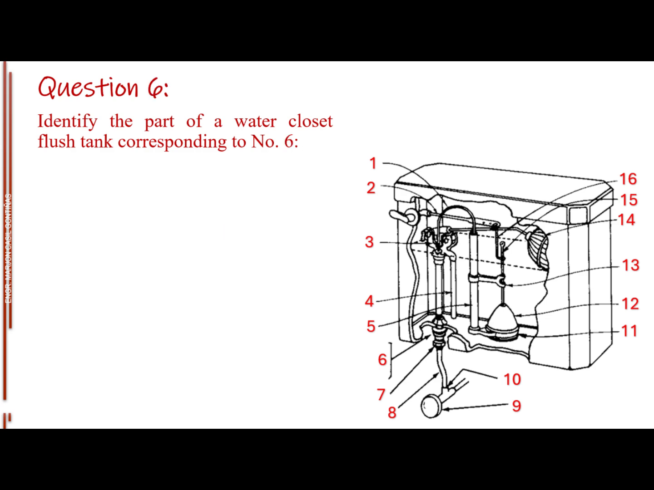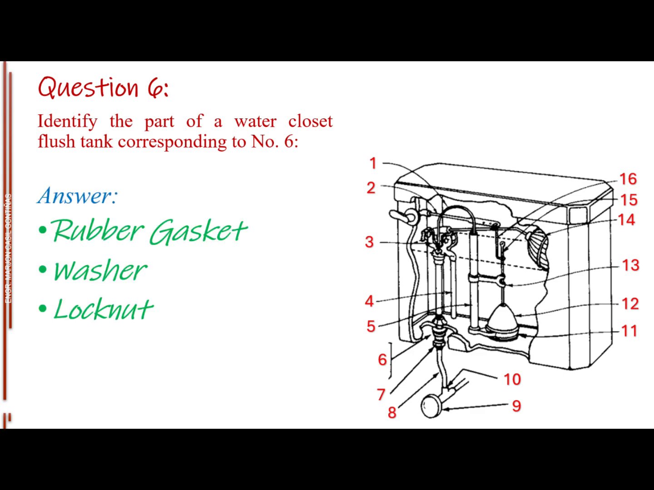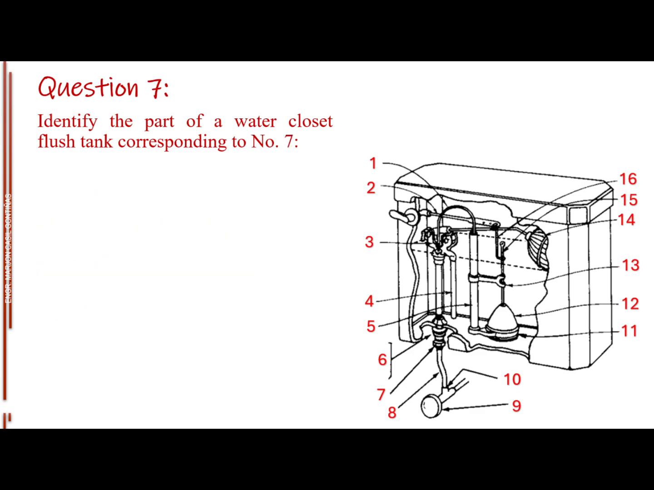Question number 6. Identify the part of a water closet flush tank corresponding to number 6. The answer is rubber gasket, washer, and lock nut. Question number 7. Identify the part of a water closet flush tank corresponding to number 7. The answer is hex nut.